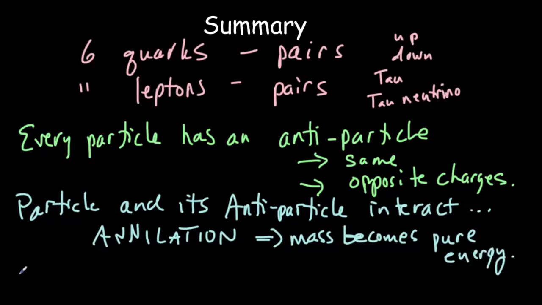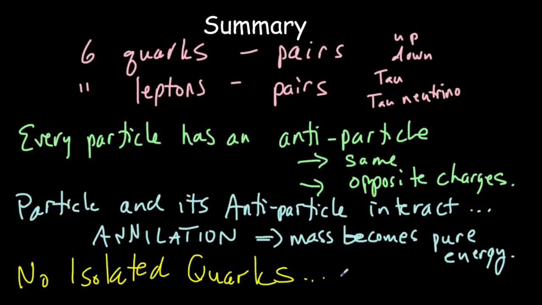And finally, we said that there were no isolated quarks. That was due to something called quark confinement. And that was basically this idea that as you try to stretch the quarks apart, you're putting all this energy into the bond. And that energy gets converted into mass as a new pair of quarks is formed.